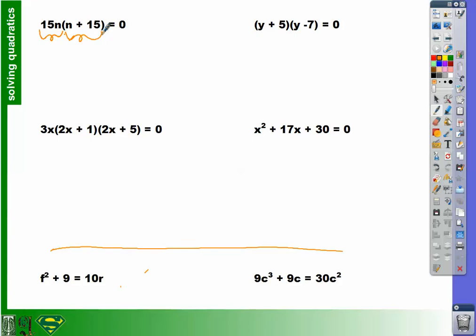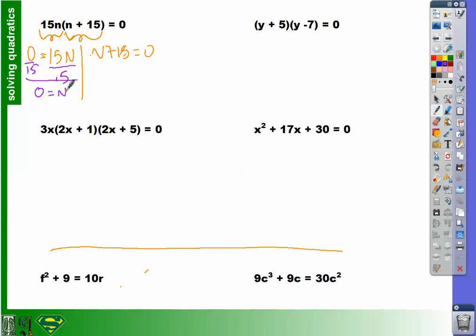To solve this, I'm going to rewrite it and break it apart. So I have 15n is equal to 0, because that n can equal 0, and n plus 15 is equal to 0 on the other side. Let's deal with our first problem. 0 is equal to 15n. What's the opposite of multiplying n by 15? Dividing by 15. So 0 divided by 15 is 0. So we have 0 is equal to n.